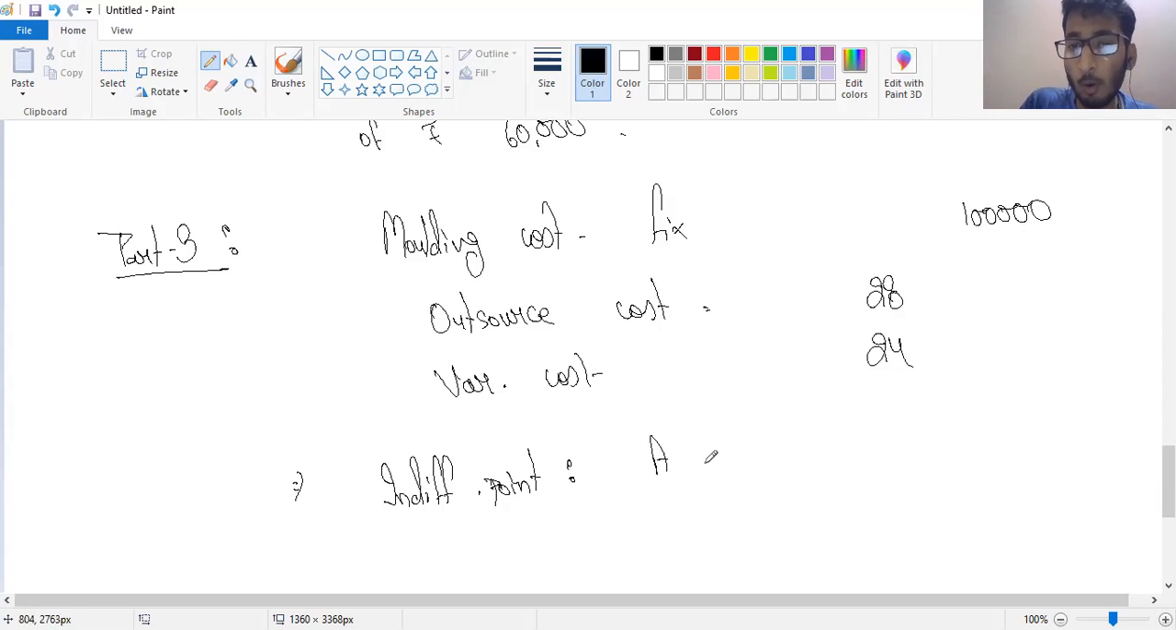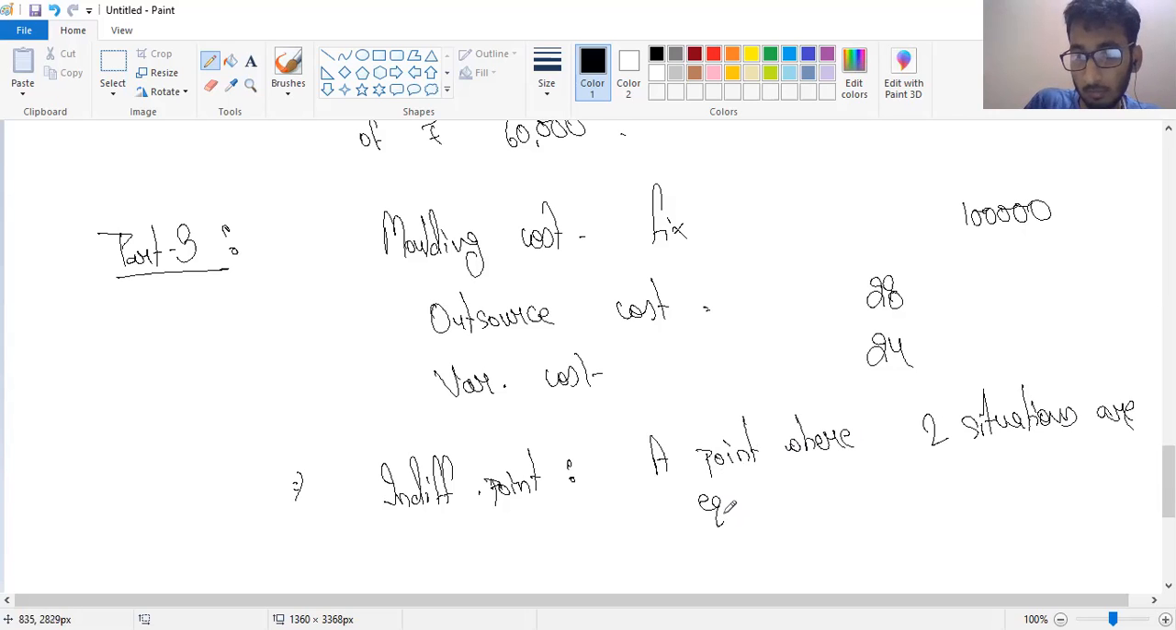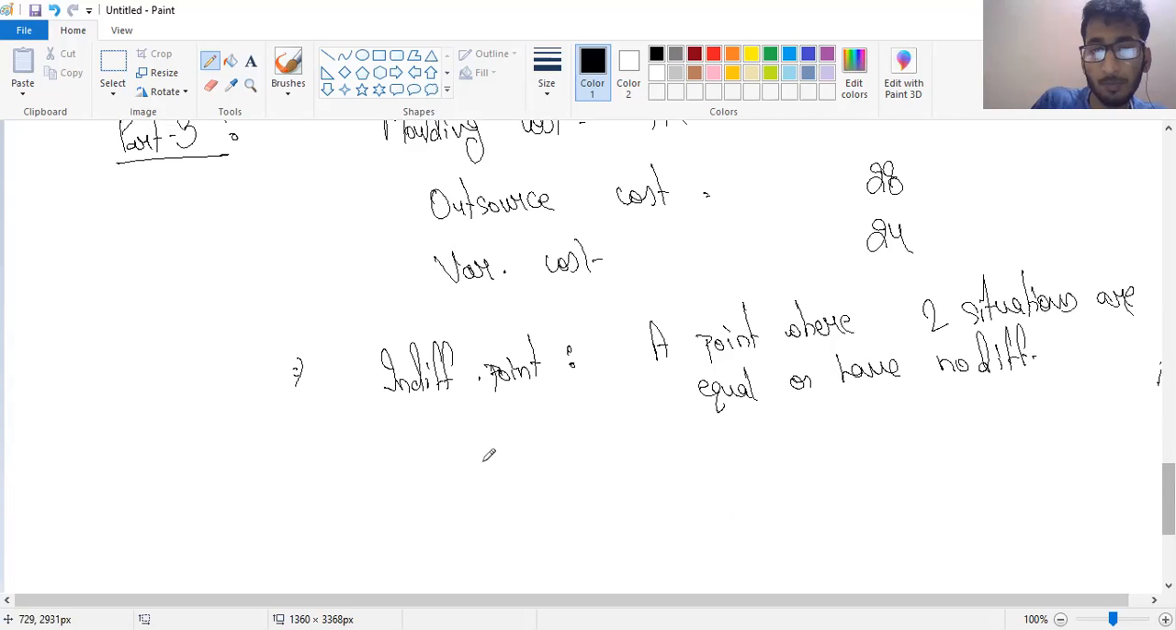Okay, a point where two situations are equal or have no difference. So you can see here that after how many units I would be able to cover my 1 lakh rupee fixed cost.